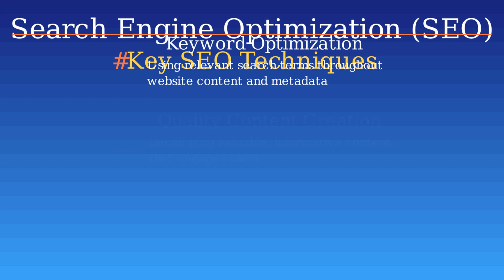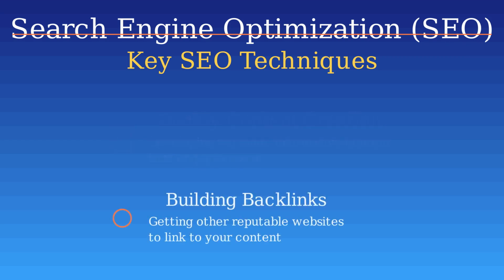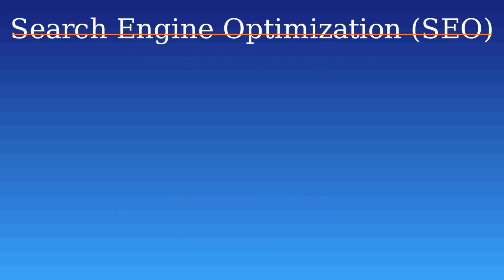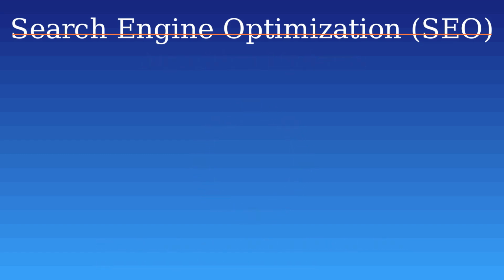Keyword optimization involves strategically placing relevant search terms throughout website content and metadata. Creating high-quality, informative content that engages users is perhaps the most important SEO strategy. Building backlinks, where other reputable websites link to your content, signals to search engines that your site is trustworthy and authoritative.